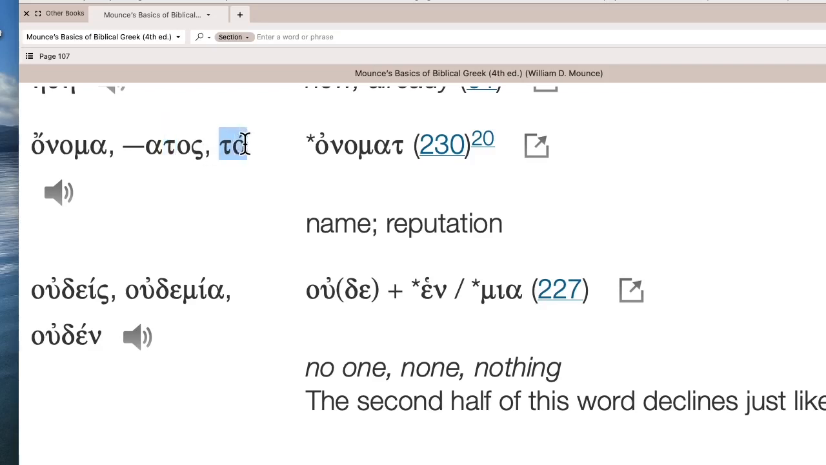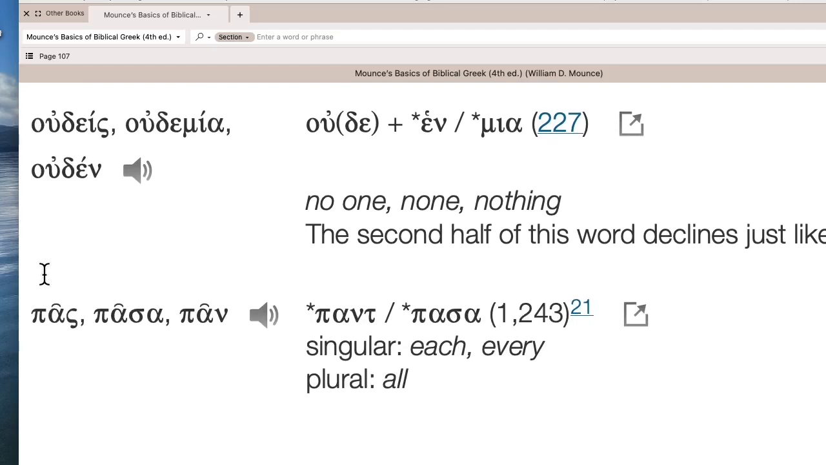And the definite article is to here, so that means it's neuter. But we should remember that not all third declension nouns are neuter. We'll see that in a bit here, but onoma is neuter. 230 occurrences. That translates the Hebrew word shem, the word name.